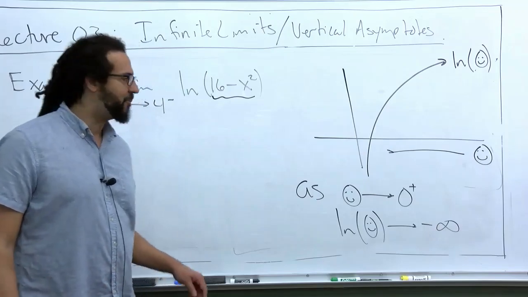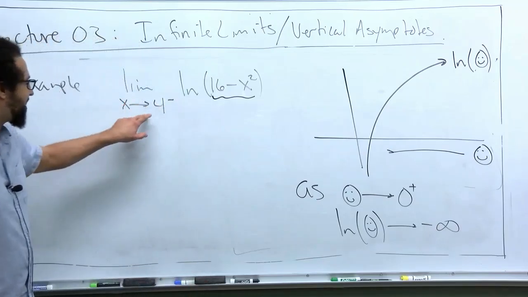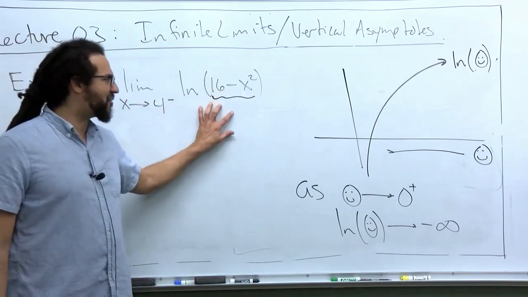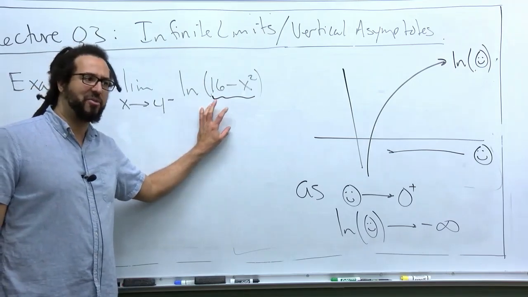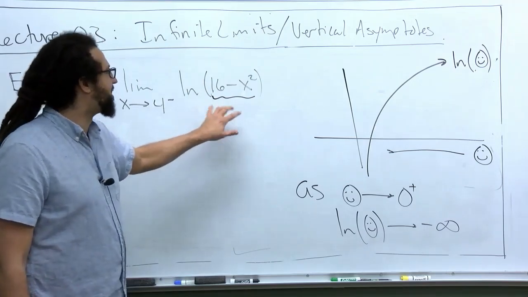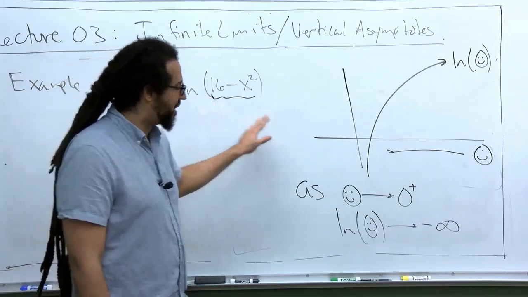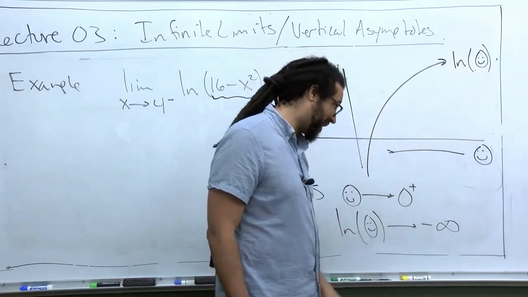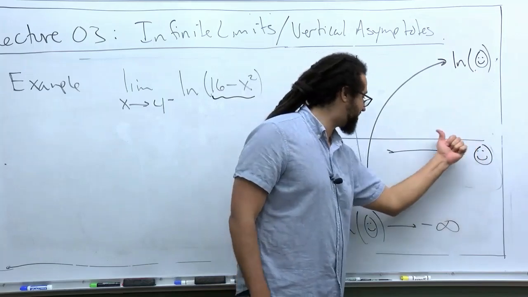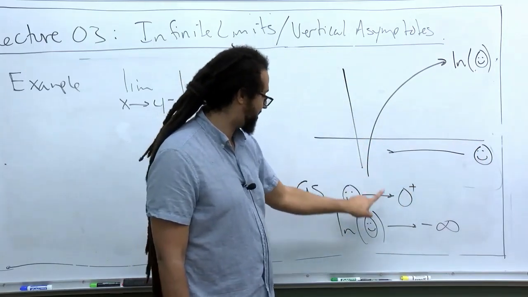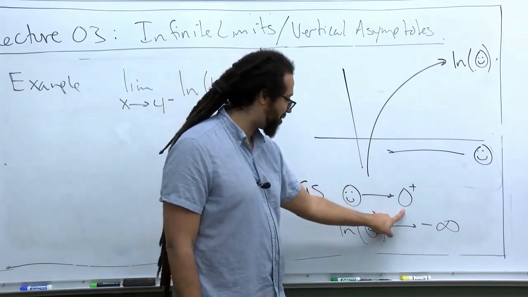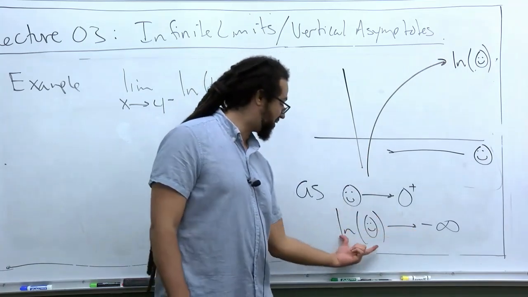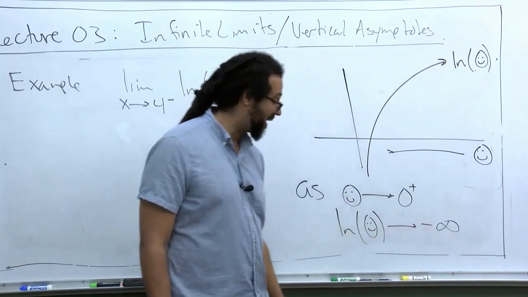Here we want to find the one-sided limit as x approaches 4 from the left of natural log of 16 minus x squared. This one's not a fraction, so we can't really apply the technique from the last couple of examples. But let's just look at what the natural log function looks like. The natural log of anything, natural log of x, natural log of u, natural log of smiley face. As the thing in the parentheses gets closer and closer to 0 from the right, the natural log function will approach negative infinity. So natural log of the thing will approach negative infinity.